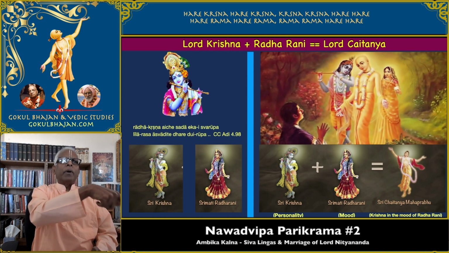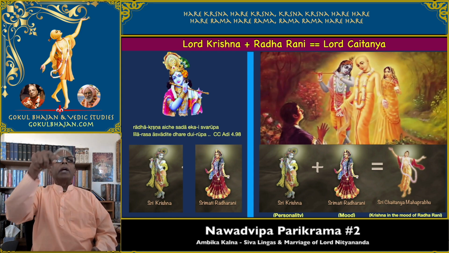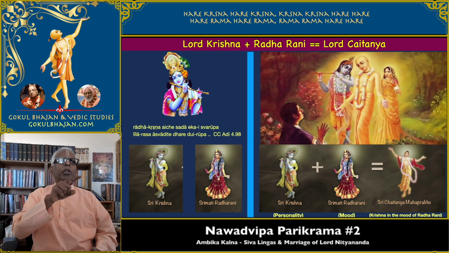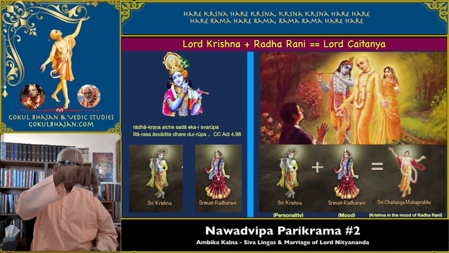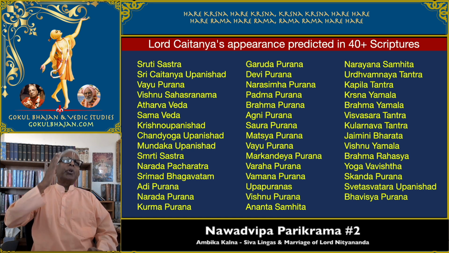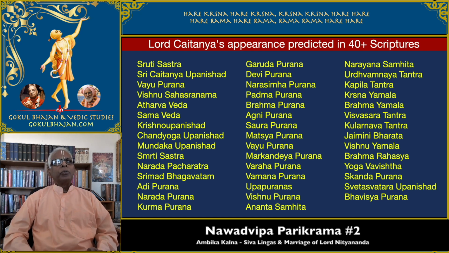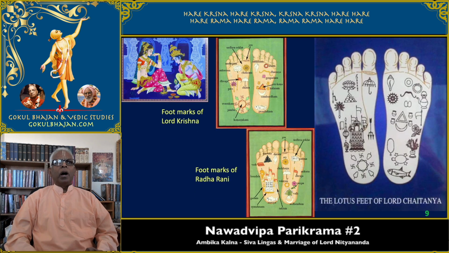So that happened 5,000 years ago, and the Kali Yuga which we are in is Dhanya Kali, because Chaitanya Mahaprabhu comes in the Kali Yuga following the Dwapar Yuga where Swayam Bhagavan decides to descend. And his appearance is all predicted in 40 plus scriptures. Shruti Satra, Sri Chaitanya Upanishad, Vayu Purana, Vishnu Sahasranama, Atharva Veda, Samaveda, like that. I don't want to keep on reading all those things. So many scriptures have already predicted the appearance of Lord Chaitanya Mahaprabhu.